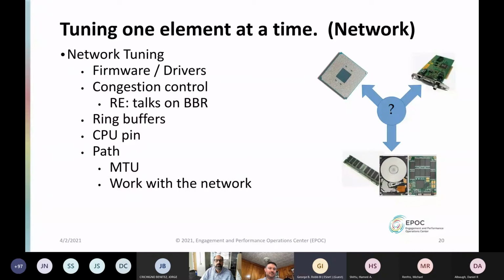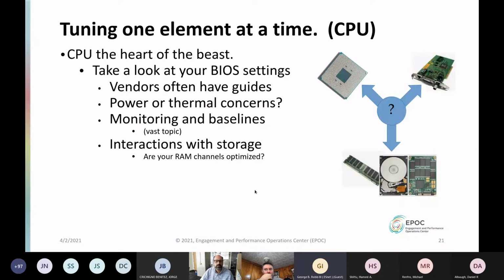And you'll notice that I'm also taking this from a sysadmin perspective, right? I'm trying to tune upward. From a network perspective, it's always the MTU. If it's not MTU, it's DNS. If it's not DNS, it's path, right? So work together. This can't be done solo. You can be tuning something against something that should not be tuned. CPU, the heart of the beast, right? Take a look at your BIOS settings.